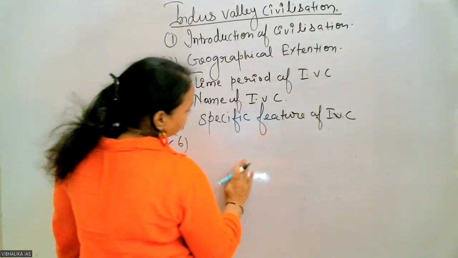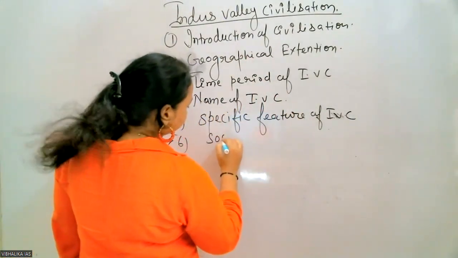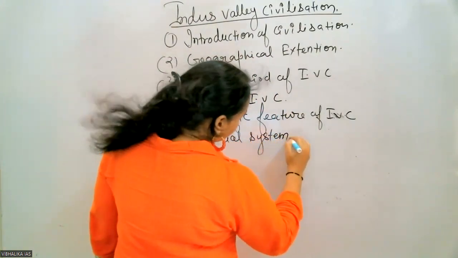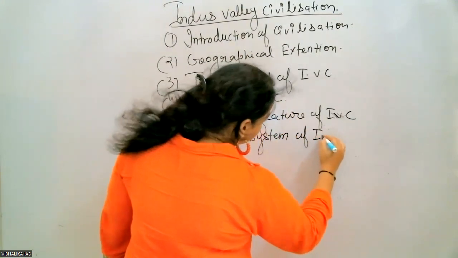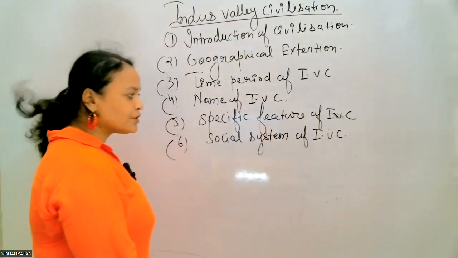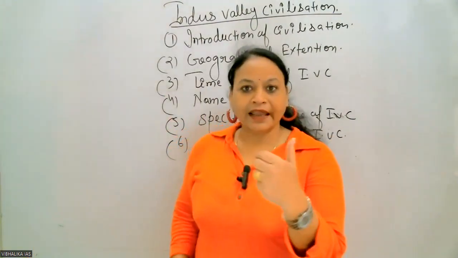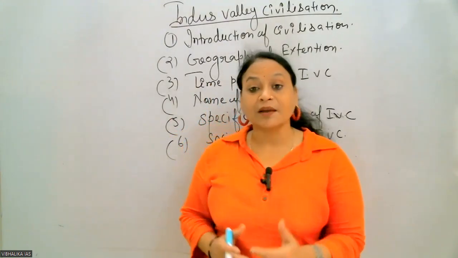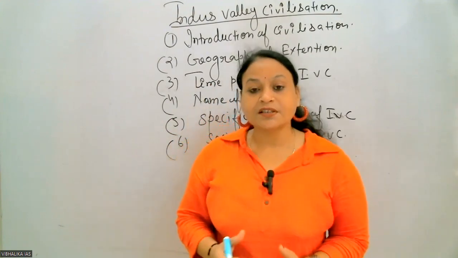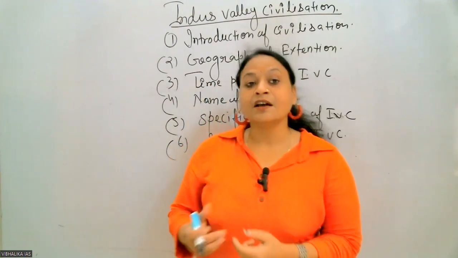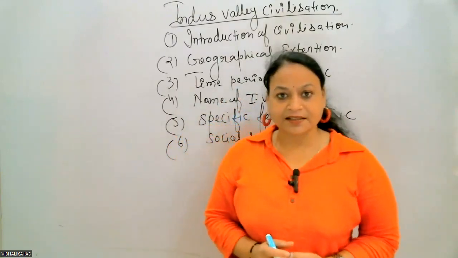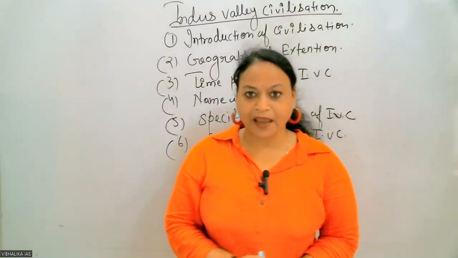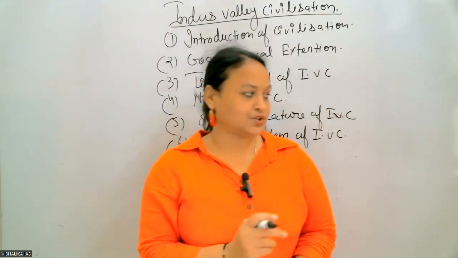Number 6, we will cover the social system of Indus Valley civilization. You know, students, every civilization has its own society, right? So we will cover which type of clothes they used, which type of food habits, and which type of cultural practices they had in Indus Valley civilization, and what was the condition of women.